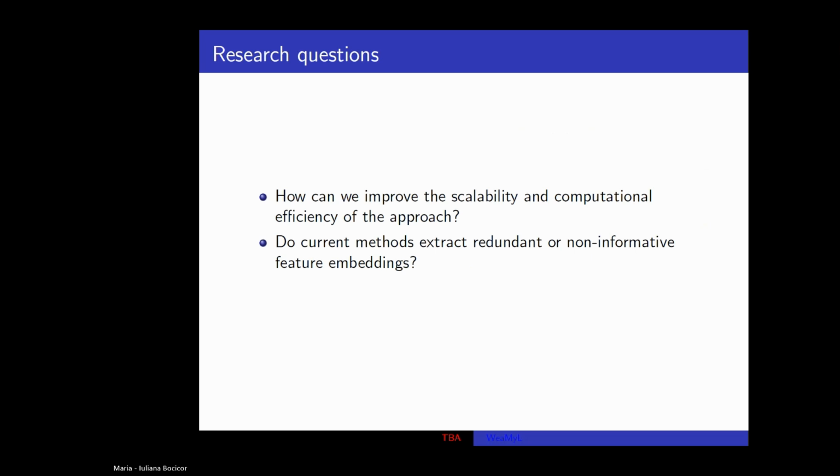So in my work, I started with some research questions. Given the fact that I was also limited by hardware from the start, I wanted to improve the scalability and efficiency of the current state-of-the-art methods. And also, when questioning this, a second question might appear: do current methods extract redundant or non-informative feature embeddings, which don't actually help the process?